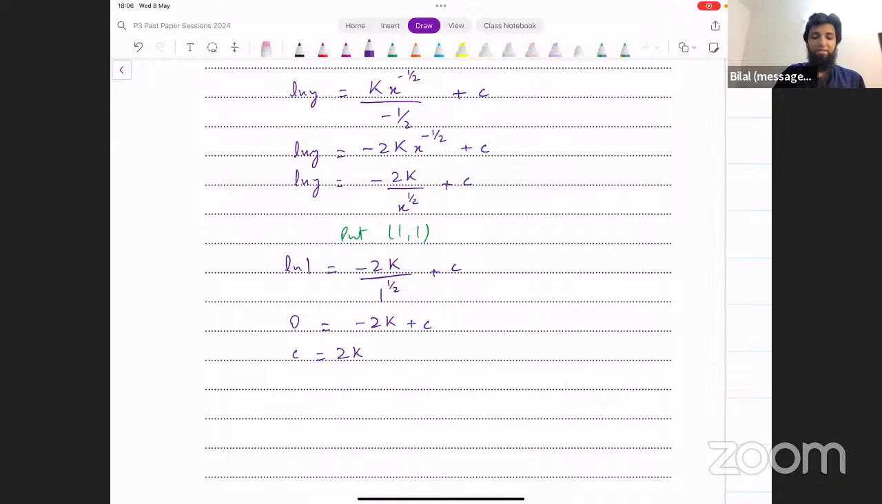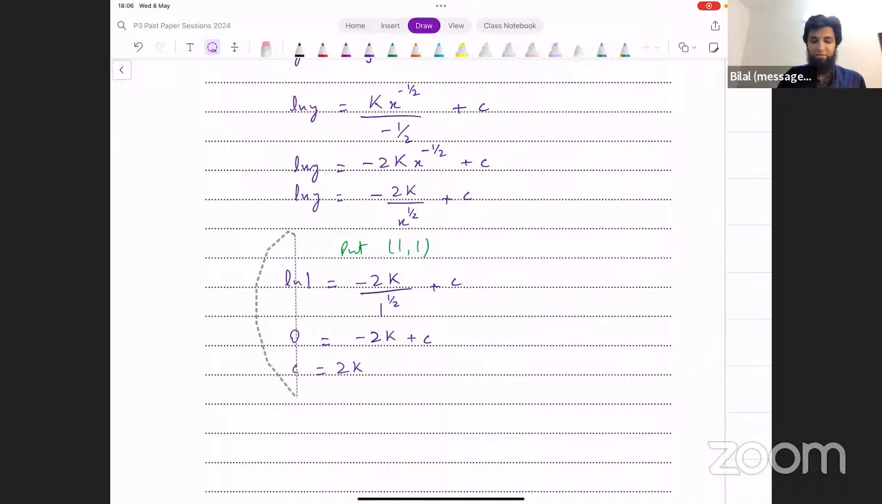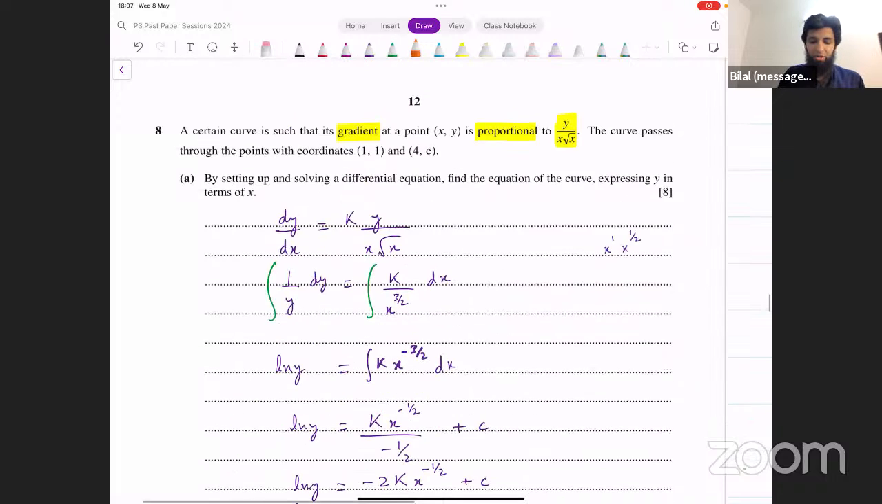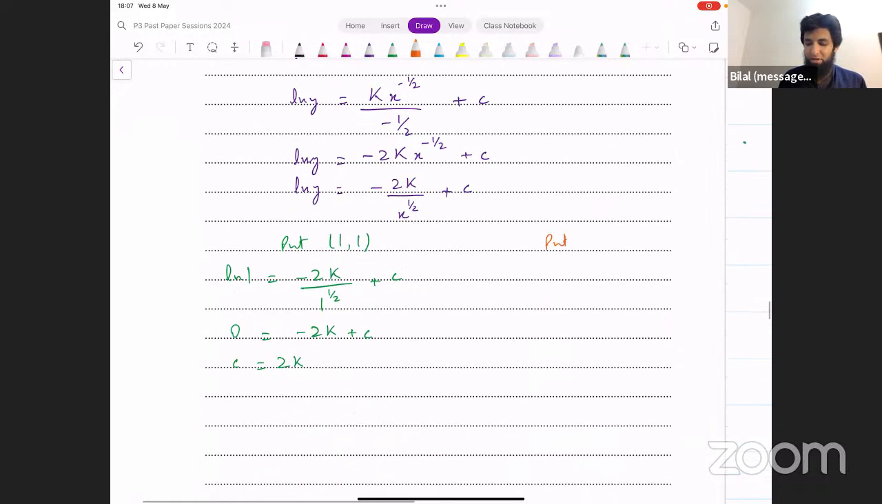Since there are two unknowns, we need another equation in terms of c and k. For that, we can input the other point. The other point is 4 and e. Let's put that point inside this equation. In place of y, input e, so it becomes ln e. On the other side, you have minus 2k divided by 4 raised to the power 1 over 2 plus c. ln e is 1, right? On the right side, you have minus 2k over 4 raised to the power 1 over 2. What's that? That's just 2 plus c. So you get 1 equals minus k plus c, and the value of c turns out to be k plus 1.